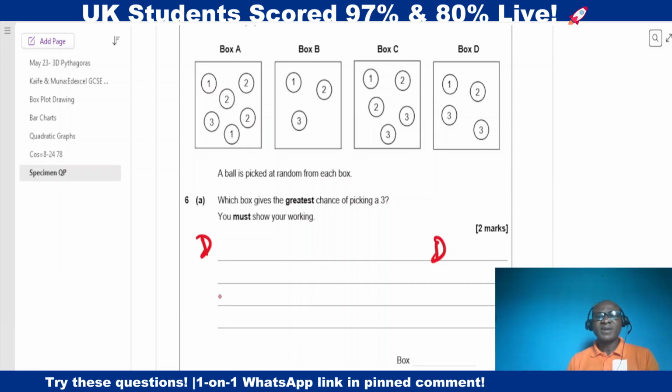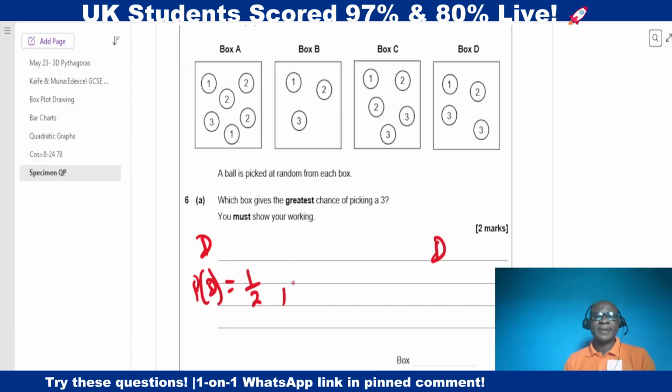D, because half of it is three, and the rest have less probability than half. What did you get for D? What is your answer for the probability of D? Half, one over two. How did you know that that is the greatest chance? Because the rest are not equal to half. Give me the probability of the rest.